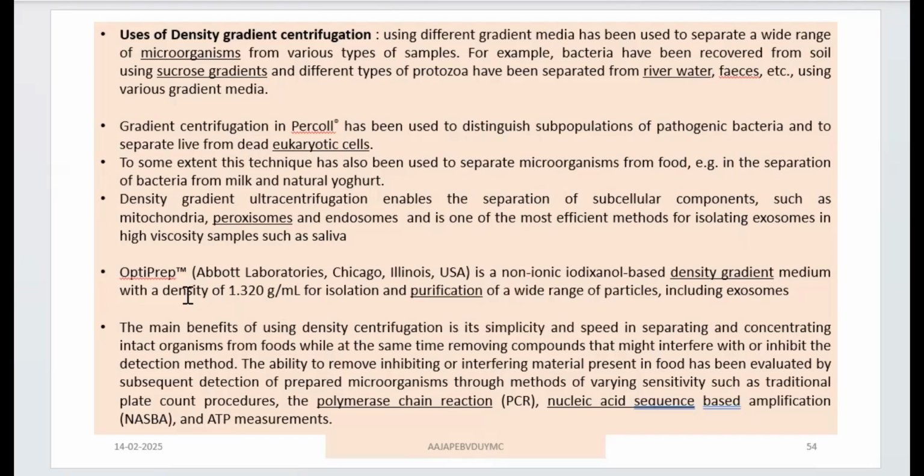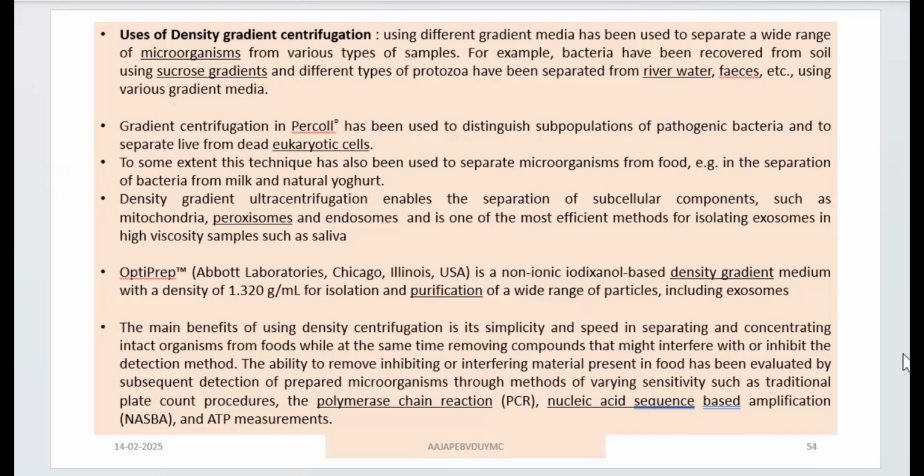Now this is another one. OptiPrep is one lab in the USA which makes use of a non-ionic iodixanol. So this is another molecule which is used as a gradient material, at 1.32 gram per ml, for isolation and purification of various types of particles, including exosomes.